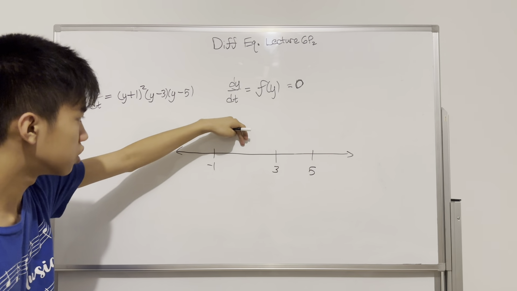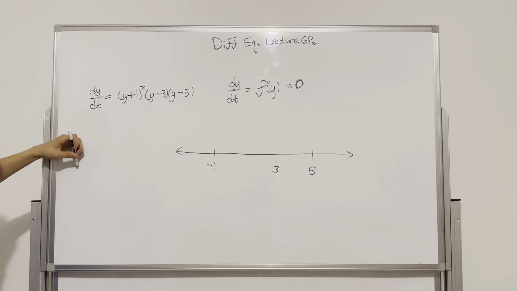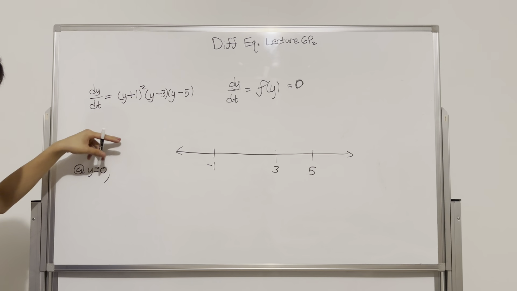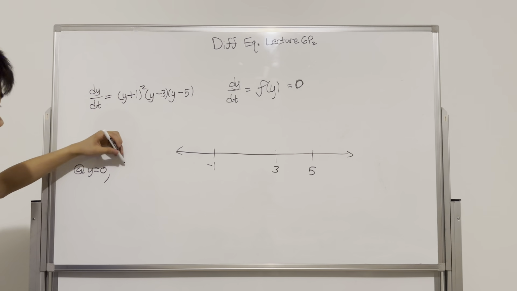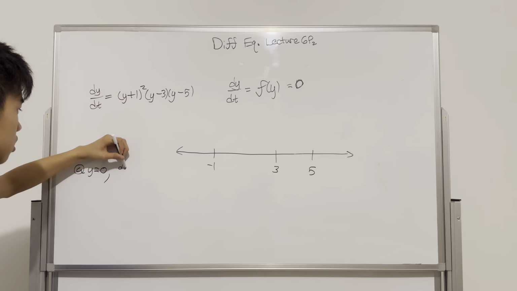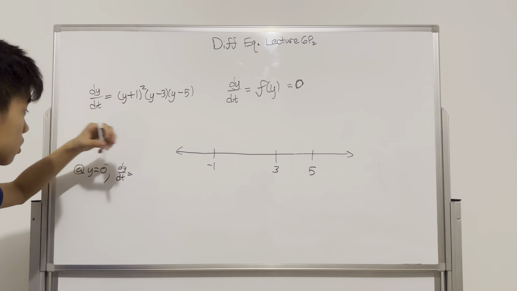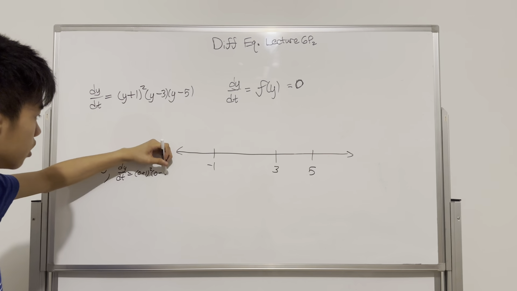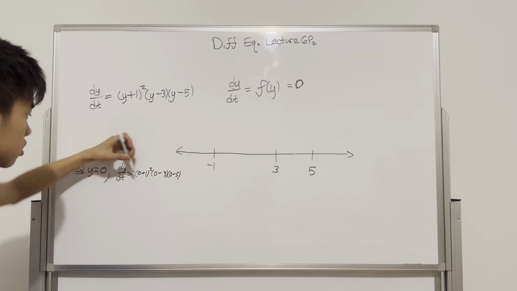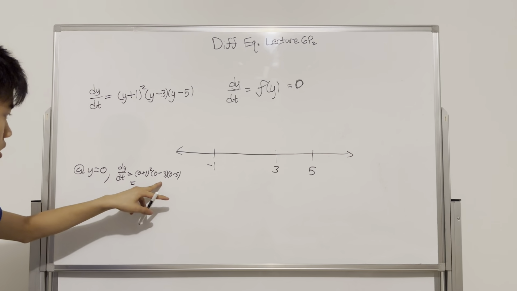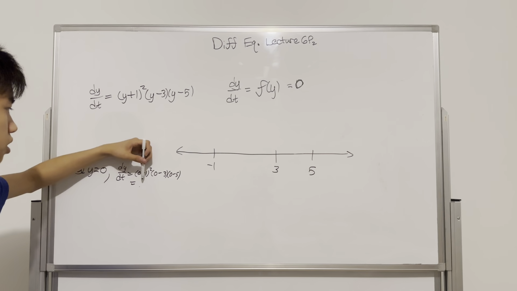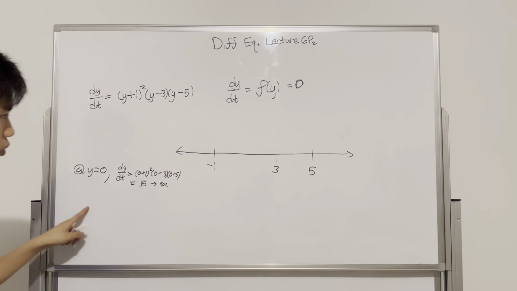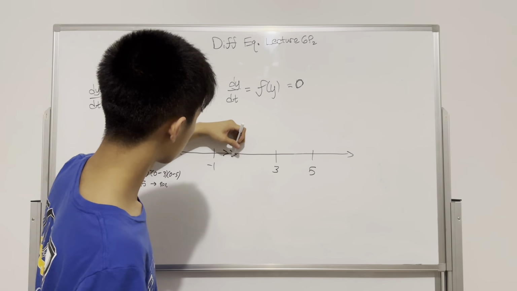Let's just say that this is 0. We can just find the point. So at y equals 0, what direction does it tend to? Well, you can plug 0 into here, so that's (0 plus 1) squared, (0 minus 3), (0 minus 5). That's equal to 15, so it's a positive number. So when y is equal to 0, it's going this way.